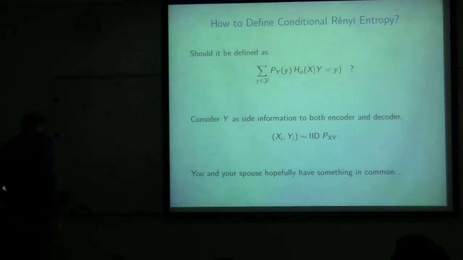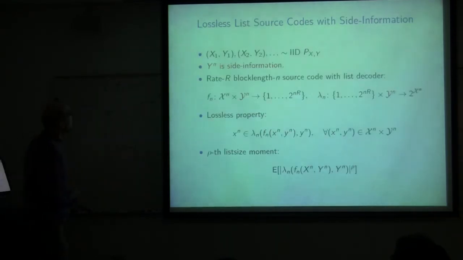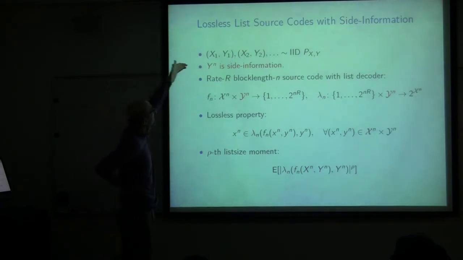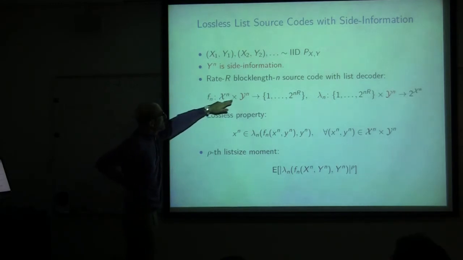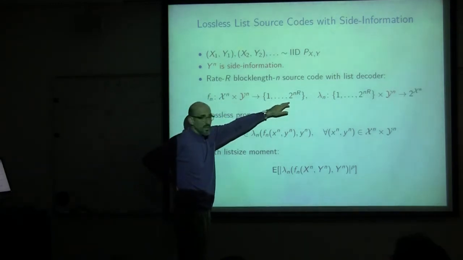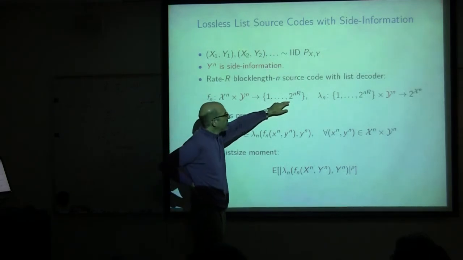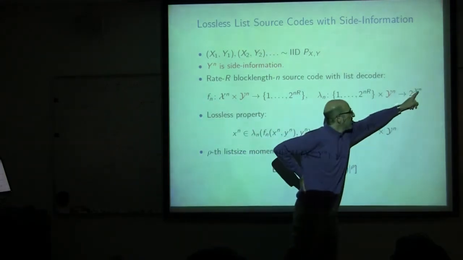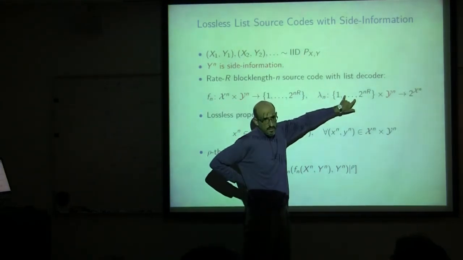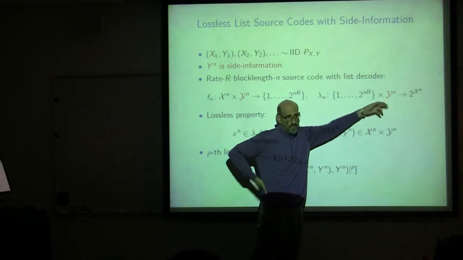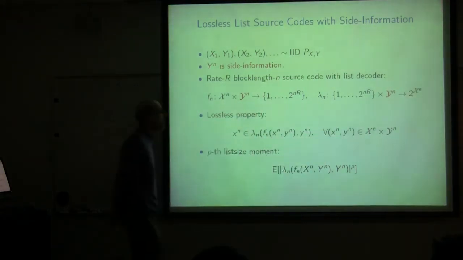Here is the more formal setup: xi, yi generated iid according to pxy, with y^n the side information sequence. A rate r, block length n source code with list decoder: now we have a mapping from x sequences and y sequences to nr bits. And the reconstruction is a subset of 2 to the xn, based on the nr bits that were conveyed by your spouse and the side information of what you have in common, both of you.